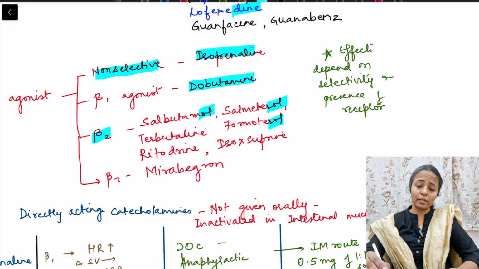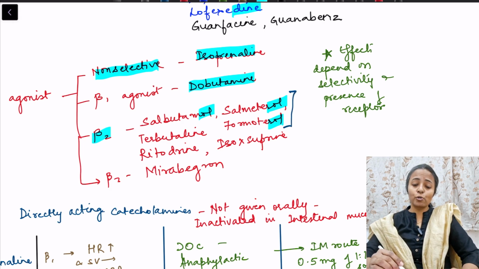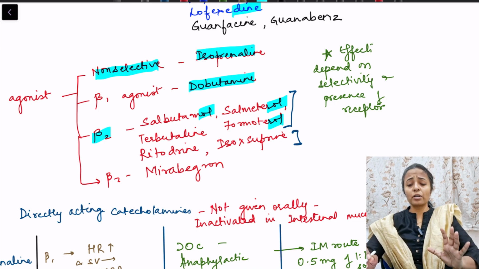Actually these all act with similar action, but two other drugs are there, ritodrine and isoxsuprine, which act in a different manner. They act on a different organ. Okay, so that is there. Then for beta 3 we have mirabegron. Remember that the effect of these drugs depends on selectivity and presence of receptors.